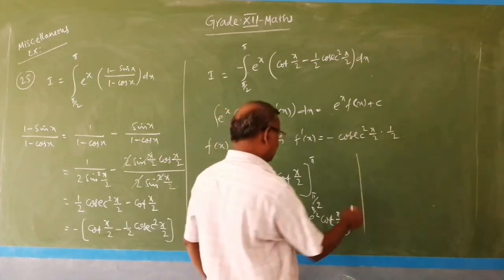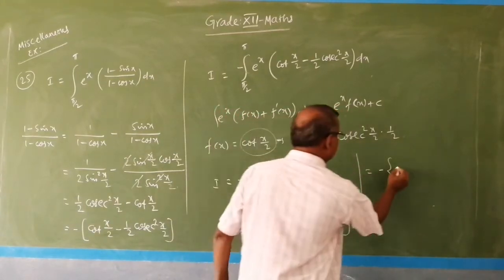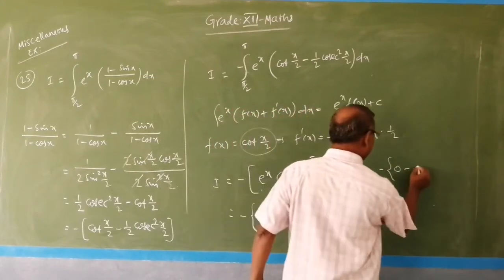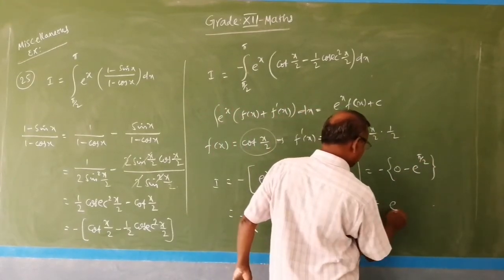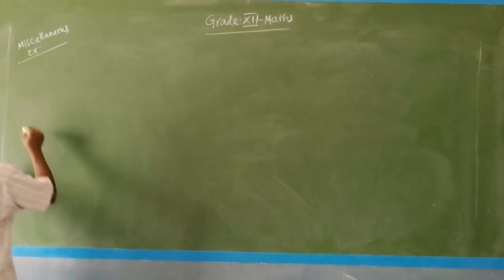So therefore I equals minus of, this part is 0 and minus cot pi by 4 equals 1, so we have minus e power pi by 2. So minus into minus gives plus e power pi by 2 as the answer. Number 26.